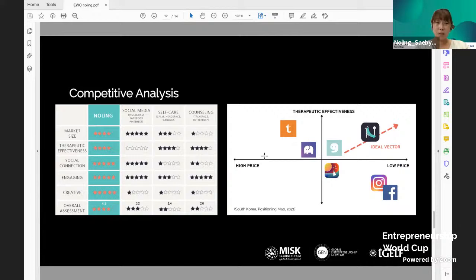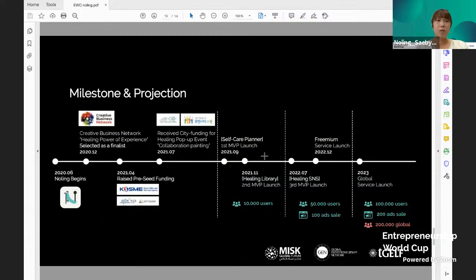Noling promises accessible and effective tools for our users by offering low price with high therapeutic effectiveness. Since 2020, Noling has been receiving support from South Korea and Europe and acquired pre-seed funding and expects its first launch in September. Within 3 years, we project to acquire a total of 300,000 users and begin a freemium model.